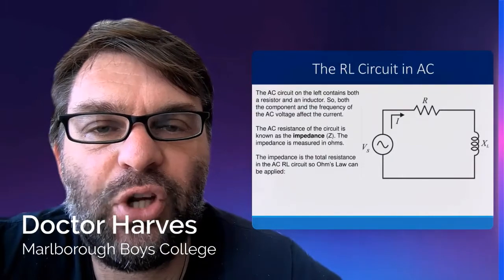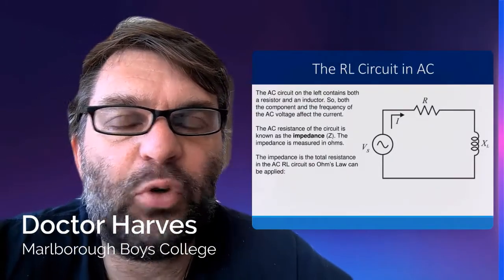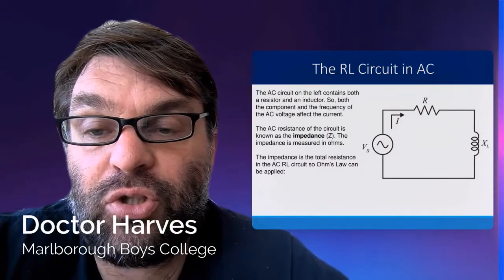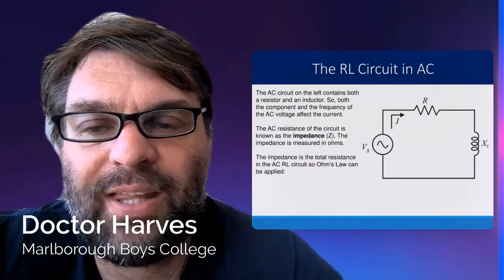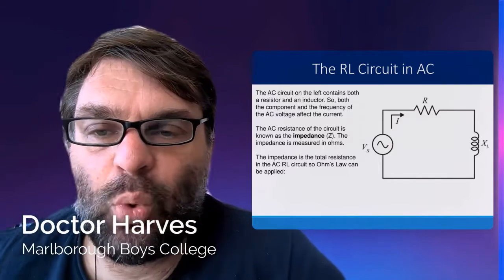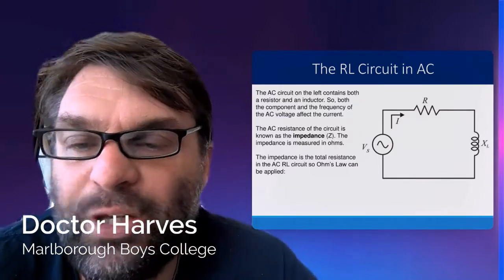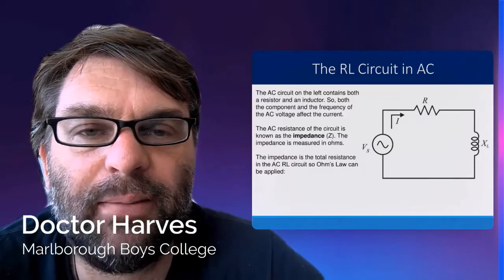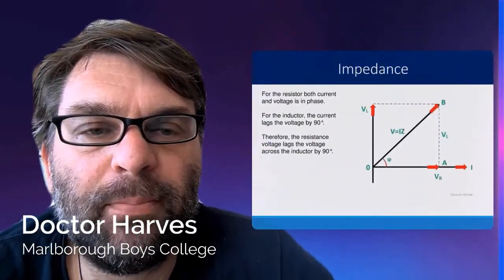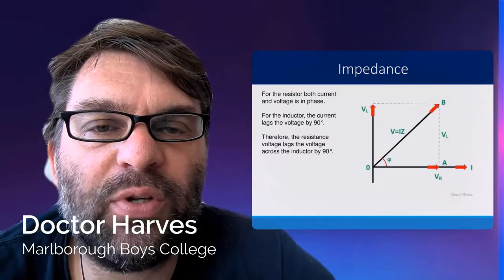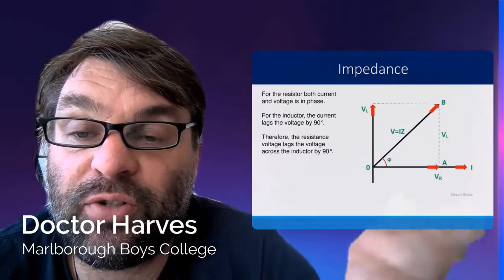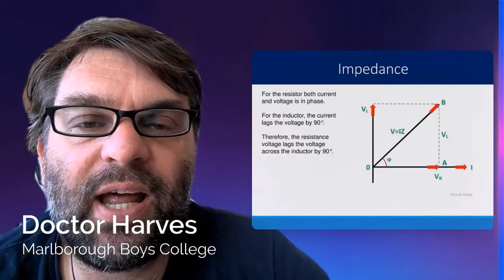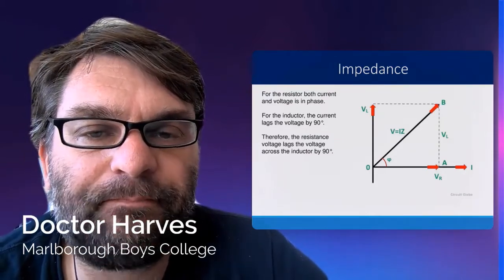So in terms of an RL circuit in AC, very similar to the RC circuit, you'll also get impedance, just like you would with a capacitor. Okay, and it's also measured in ohms. Okay, so again, you can apply Ohm's law, so the supply voltage will be equal to the current times the impedance. So for a resistor, both the current and voltage are in phase, as we already know from our previous lesson. For the inductor, the current now lags the voltage by 90 degrees.